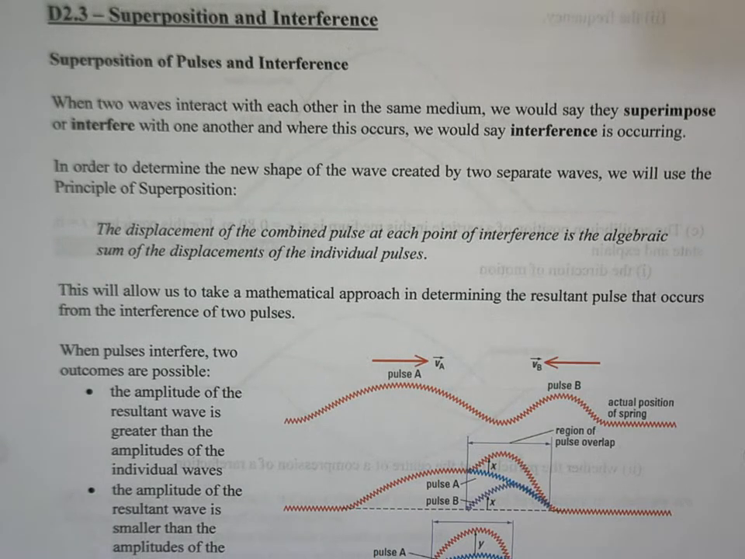Basically what you're doing is you're adding the amplitudes together at that point and checking out what the new amplitude is. Being mindful that things above equilibrium will count as positive, things below will count as negative. And we'll look at that in a little bit.